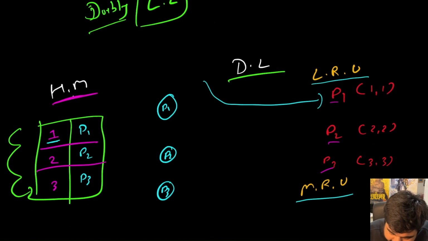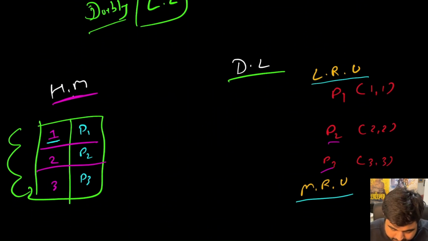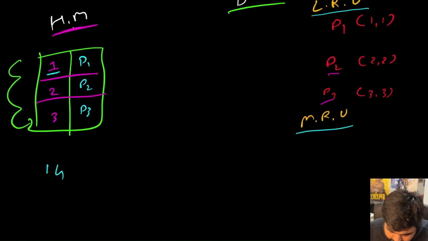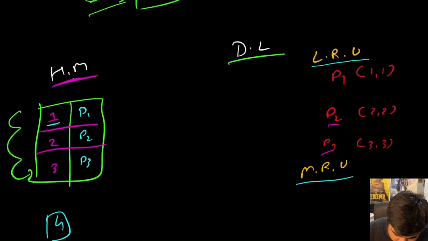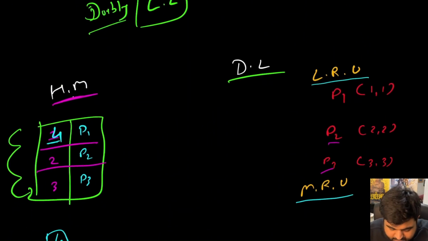So let me just clean this up a bit, and now we are going to start working our magic. Now let's assume that currently we need to add value number 4 in this case. So we are going to add value number 4 over here. Once again, the logic is quite simple. Because the least recently used value, we already know, is P1, we are simply going to get rid of it.